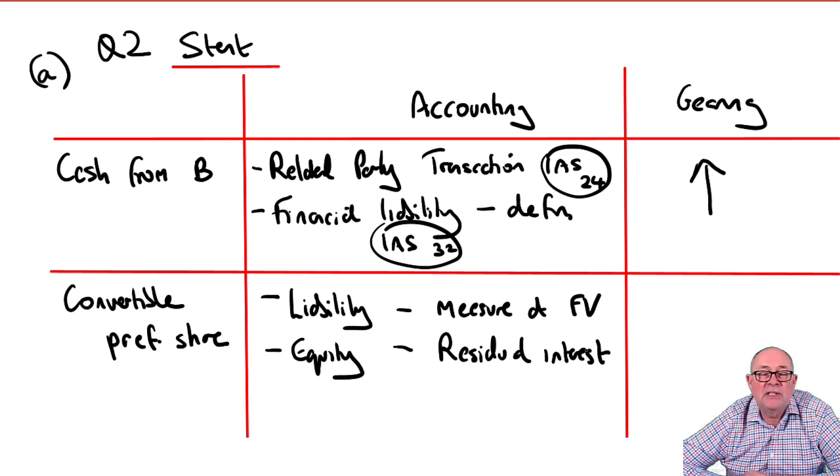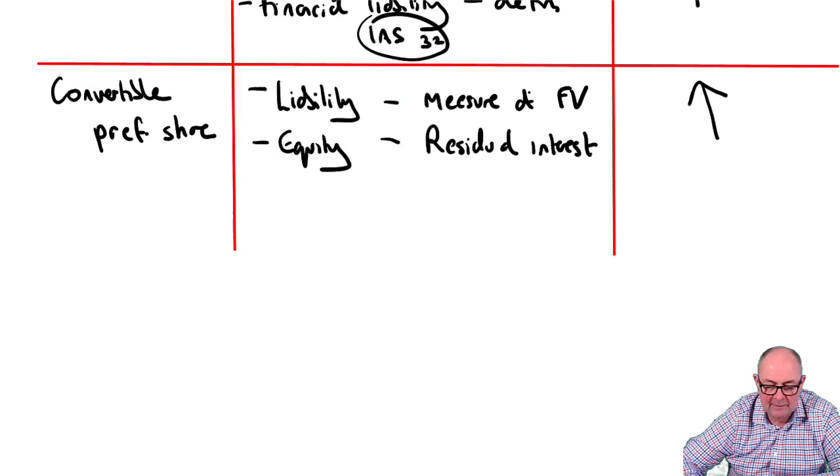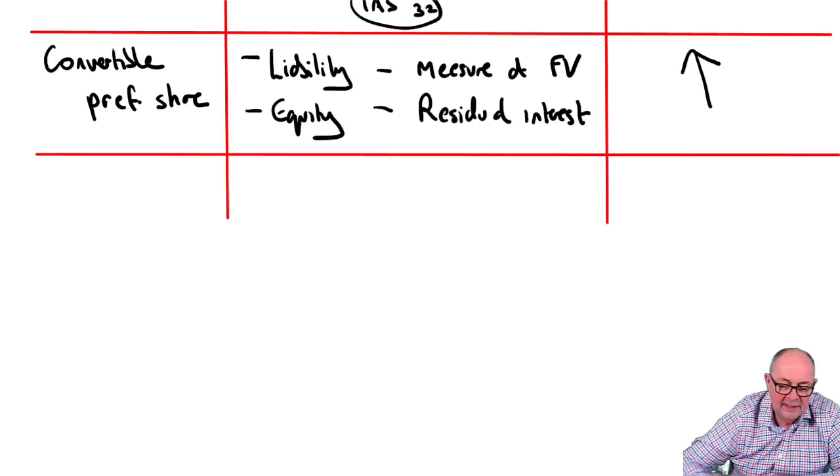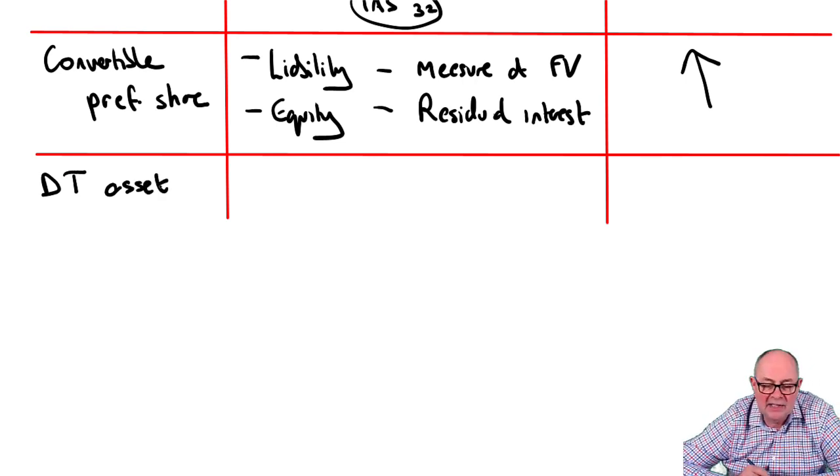So if the directors book this as equity and it's a liability, they're understating gearing. So if we correct it, gearing will go up. Finally, there's a deferred tax asset.